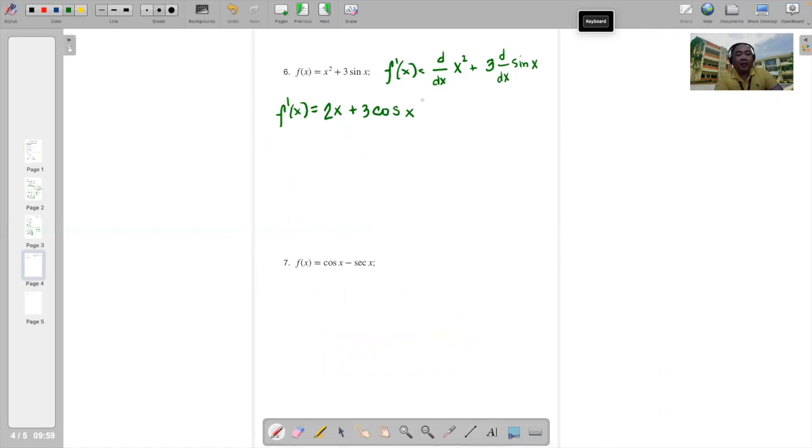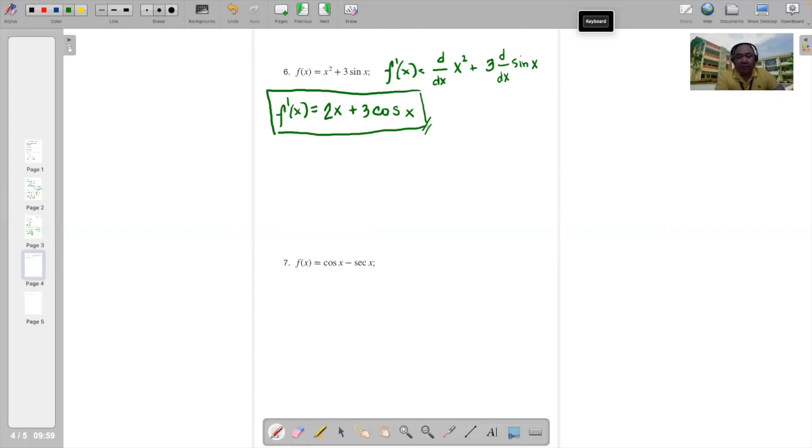And yay, we're finished. Very easy. You have the derivative is 2x plus 3 cosine x. But what's crucial here is that you were able to apply the rules that you learned for the derivatives of the trigonometric function. Now, let's go to number 7.